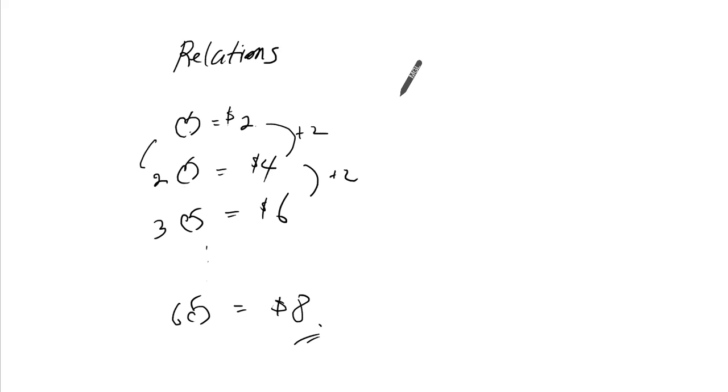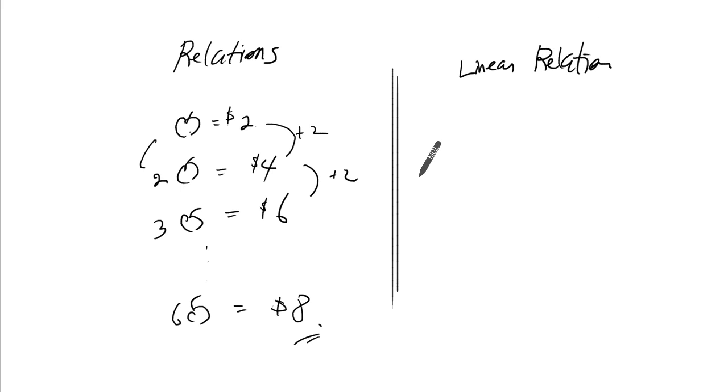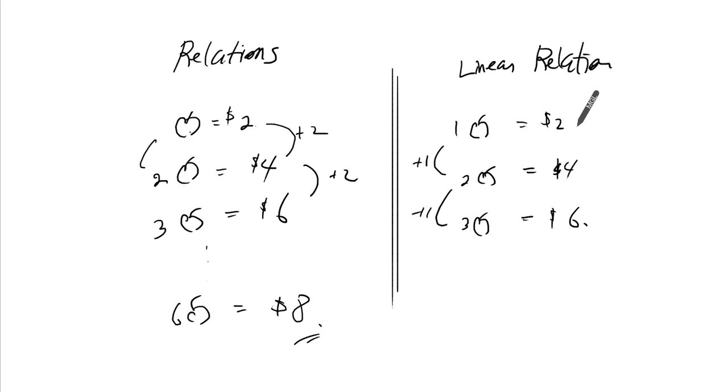Now, the thing that we want to really understand in this section is a linear relationship. What is a linear relation and what is not a linear relation? What you saw here, as I increased the apple quantity by 1, the cost went up by $2. If you increase it again, it goes up by the same amount, $4, then 3 apples, $6. So every time this increases by 1, this increases by 2. Such a relationship is called a linear relationship.